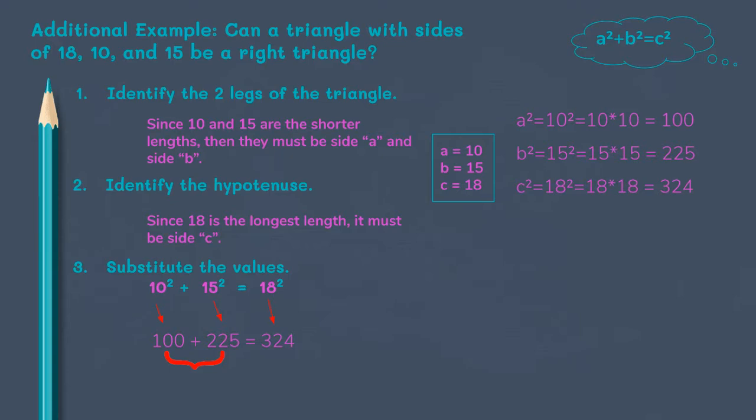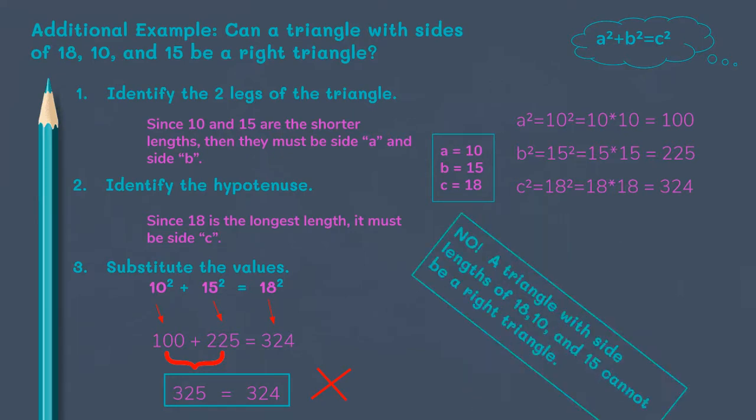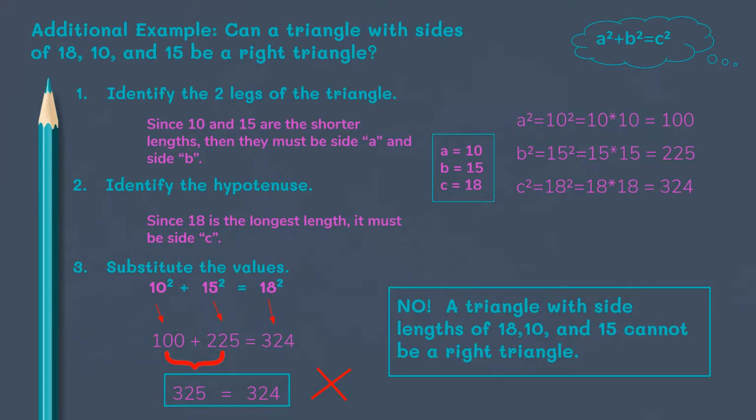Now we need to test it and make sure that it's true. If 100 plus 225 is not 324, then our theory will not check out. It will not be a right triangle. So when we add 100 and 225, we get 325, which is not equal to 324, which means our conclusion has to be no. A triangle with side lengths of 18, 10, and 15 cannot be a right triangle.